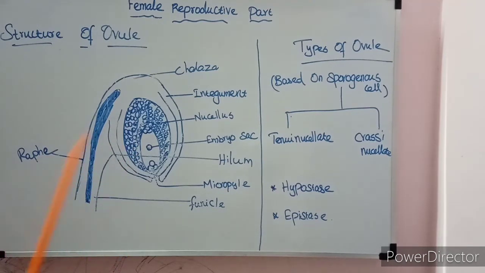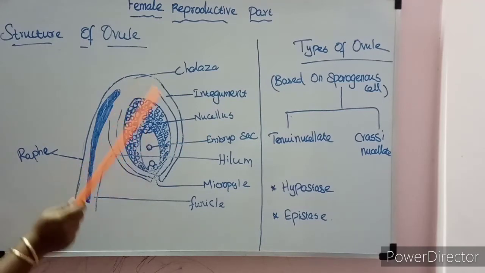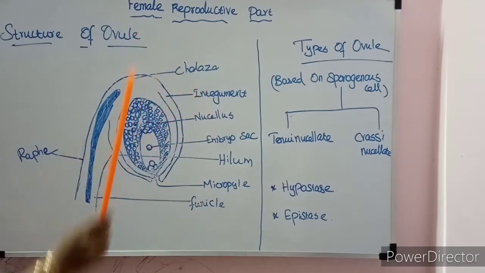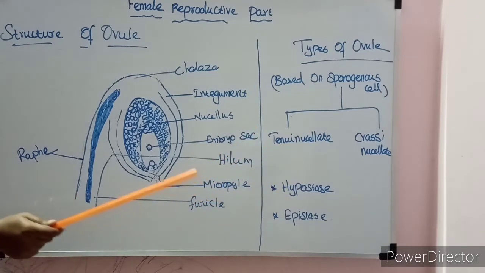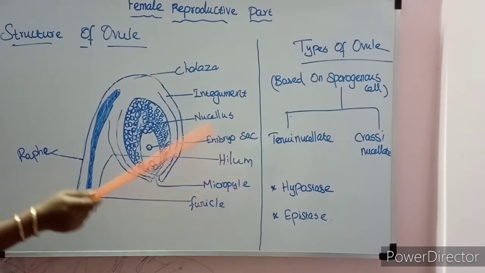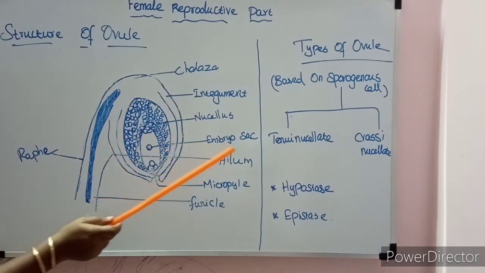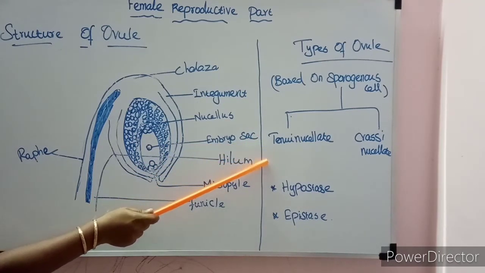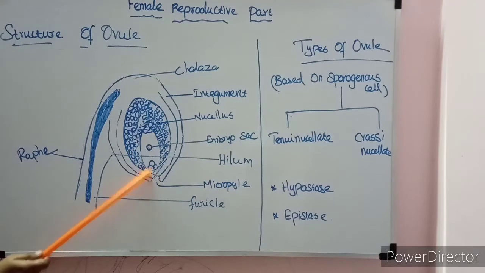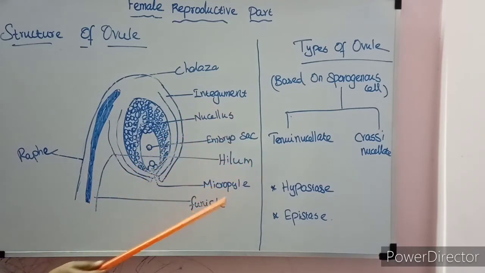So based on the sporogenous cells, ovules are divided into tenuinucellate and crassinucellate. Tenuinucellate means the sporogenous cells are of hypodermal origin. If a single hypodermal layer forms the nucellar tissue, that is called tenuinucellate. Only a very small nucellus is present.